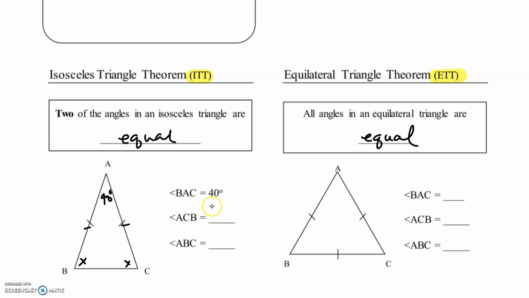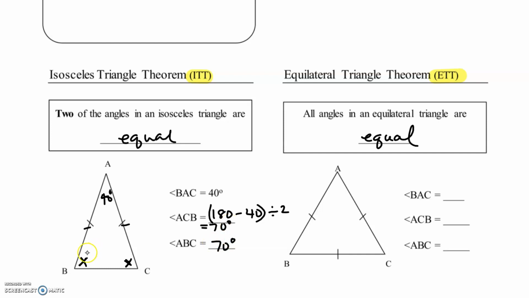So to find one of the angles, I'm just going to take 180 and subtract 40. Whatever answer I get, I'm going to divide by 2, and that will give me both of these angles here. So 180 subtract 40 is 140, divide by 2 is 70. So this angle is 70 and this angle is 70. So both angles are 70.